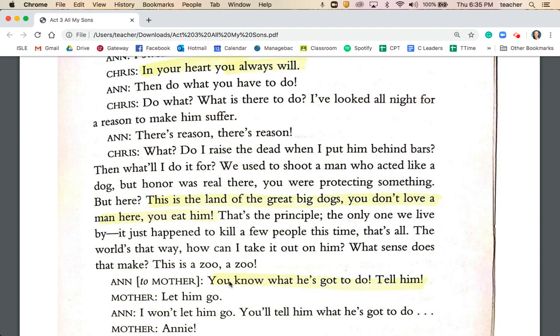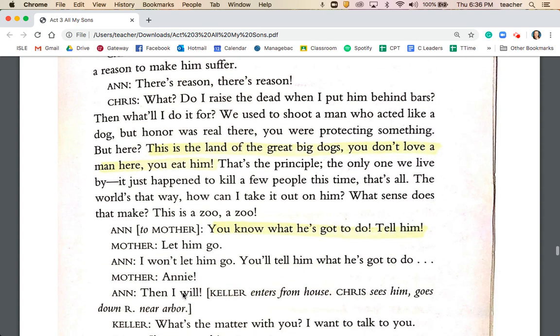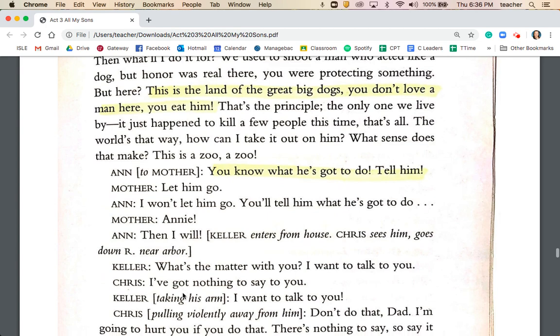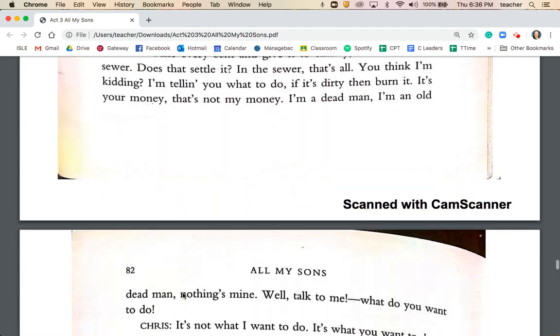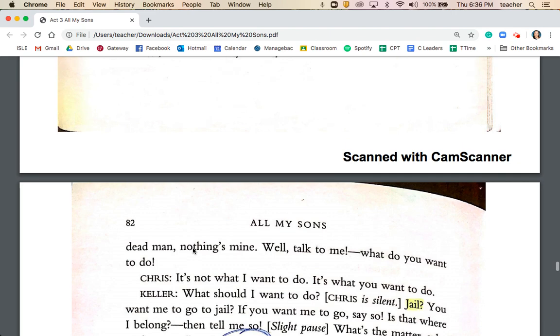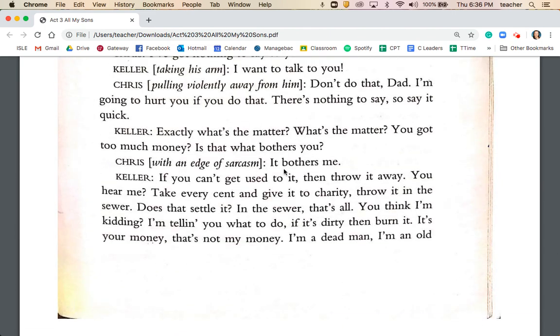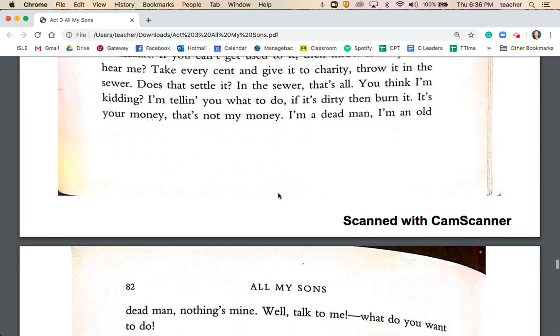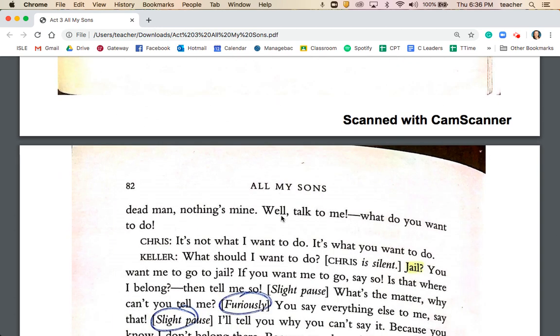And Anne says, you know what he's got to do, tell him. And what Anne's referring to here is she's asking Mother to tell Chris the truth, to reveal what she's just read in that letter that the audience still don't know and still haven't had the information about. But there's again another desperate attempt really here to tell Chris the truth. And what you get is Keller's anger here, as Chris suggests that, Keller says, what do you want me to do here? And it's not what I want you to do, it's what you want to do.